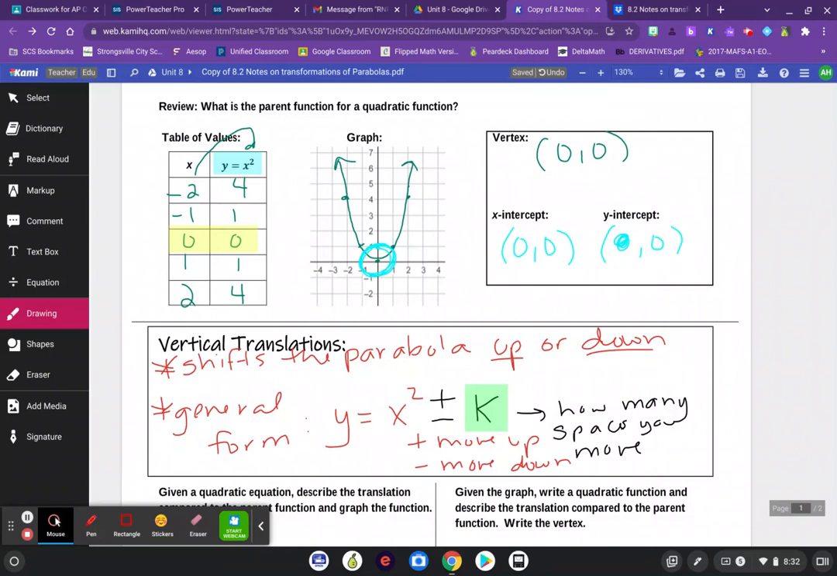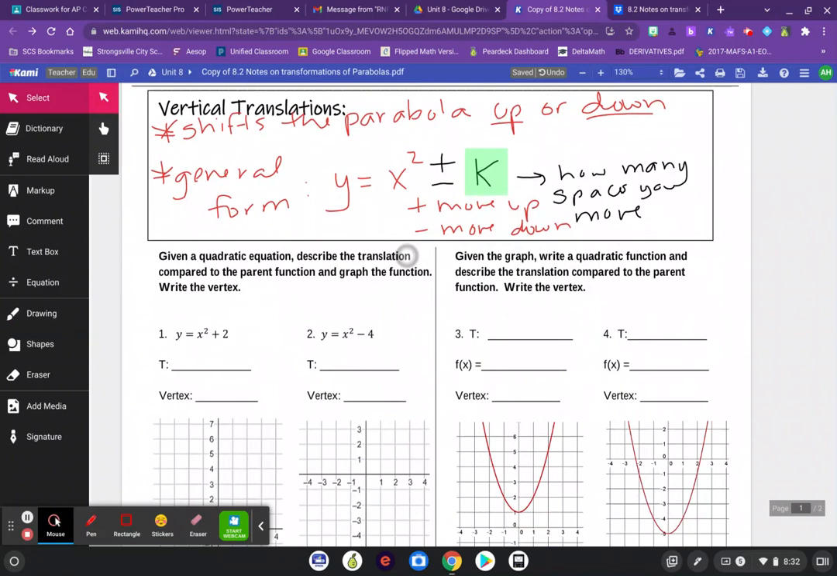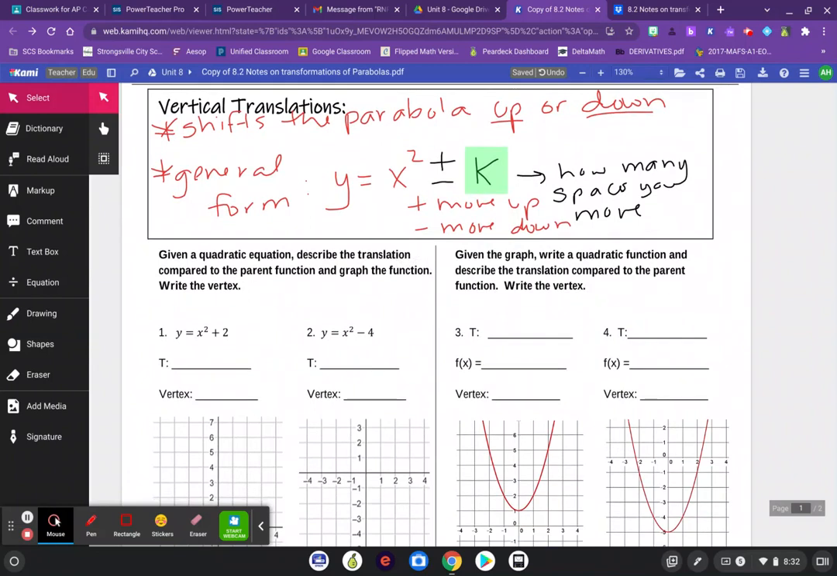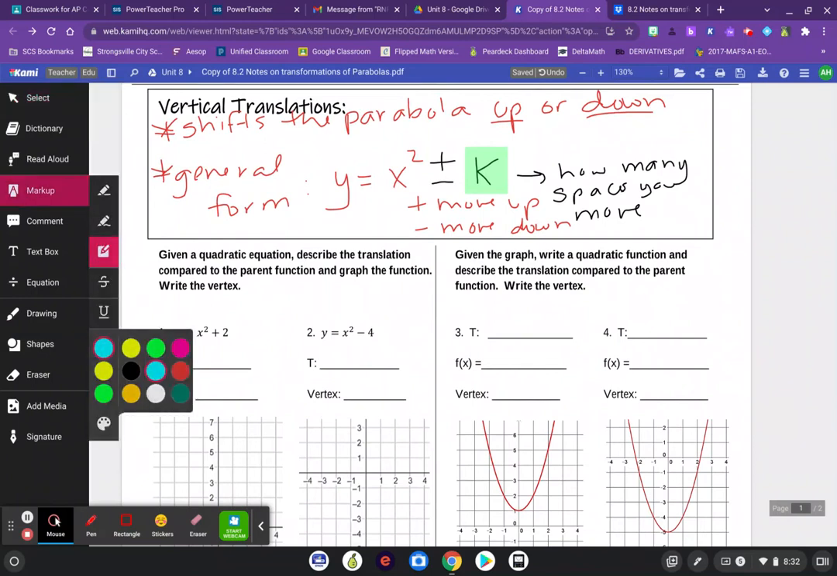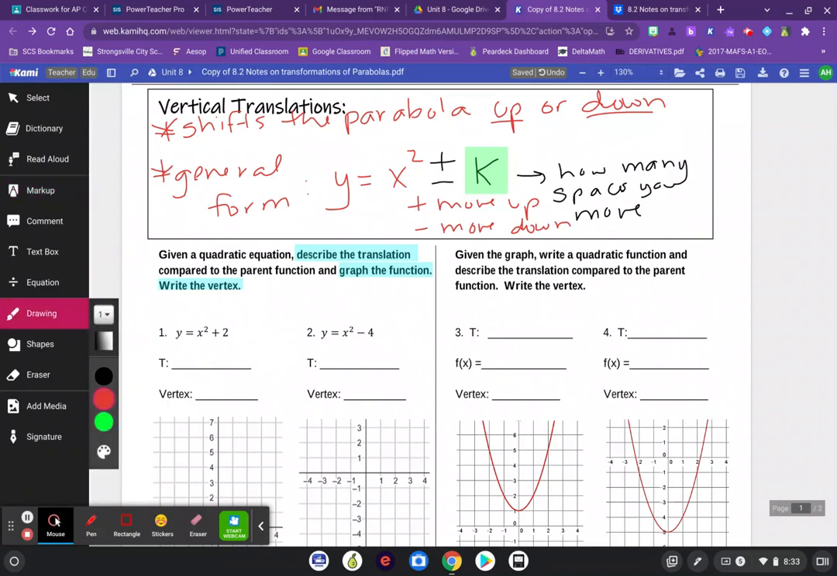So just like with lines, and if I recall, when we did lines, you guys did fairly well with these. And so let's just put that into practice with parabolas. So the first set of directions here say, given a quadratic equation, we're going to describe the translation compared to that parent function, and we're going to graph the function, and we're going to write the vertex. We have a couple of things that we have to do here, okay?